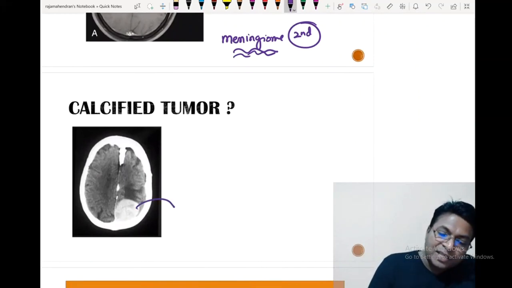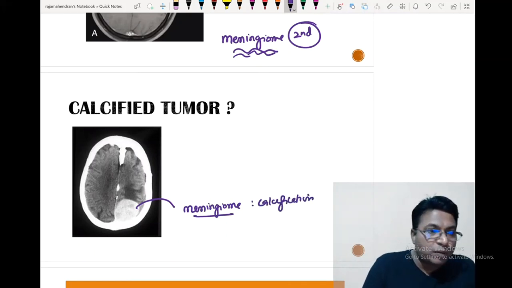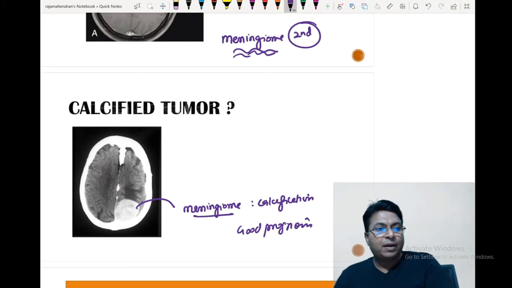So this is a picture of meningioma. Meningioma can be diagnosed just with the finding that it is calcified. Calcification is seen in meningioma and they have a good prognosis. Please don't forget this.